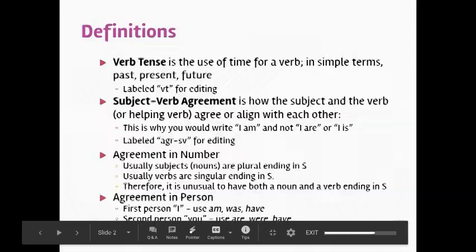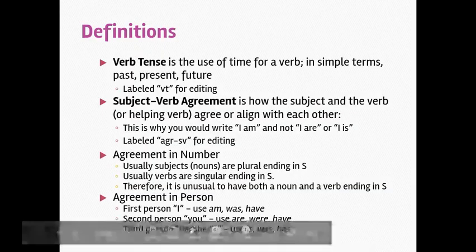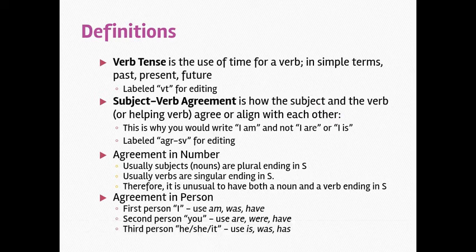Verb tenses and agreement. Definitions. Verb tense is the use of time for a verb. In simple terms, past, present, or future. As we label it, we're going to use VT for verb tense when we edit.